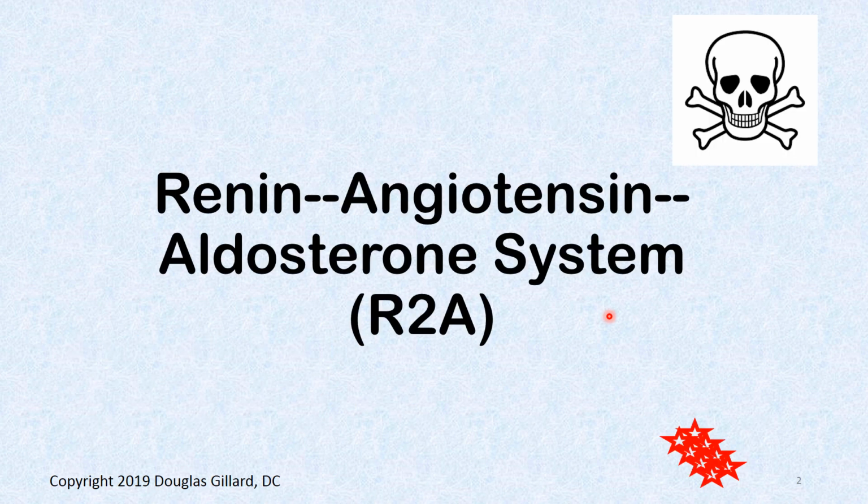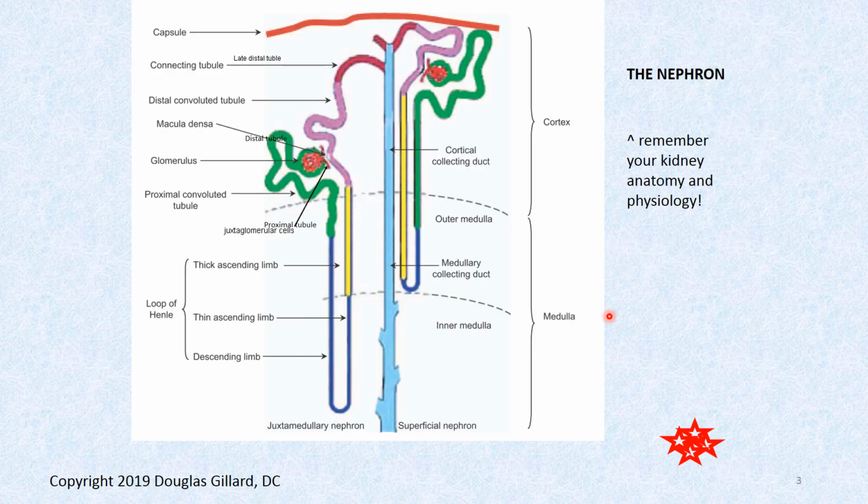Here we go. We left off on starting to talk about the renin-angiotensin-aldosterone system, or the R2A. A little review just to get our brains warmed up on this. Remember this thing.